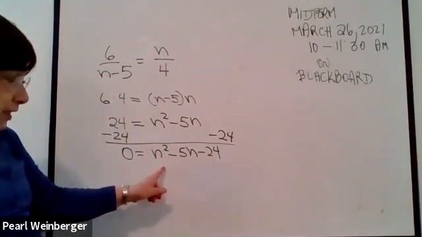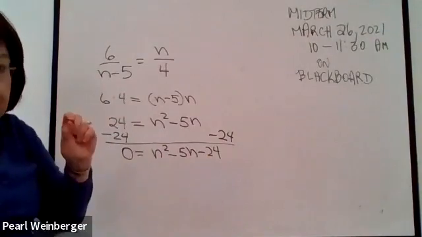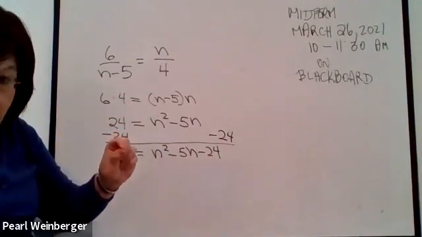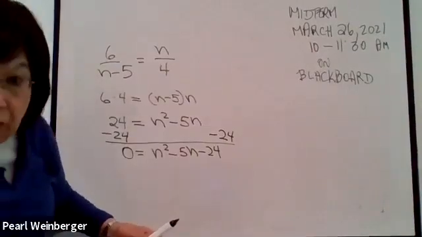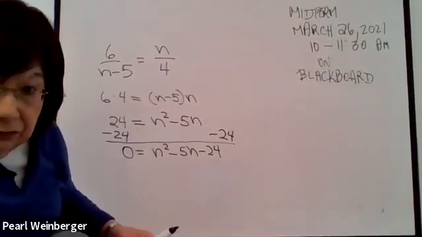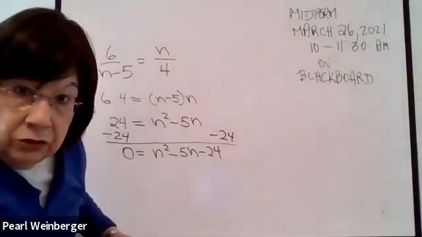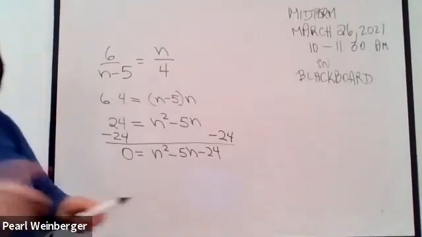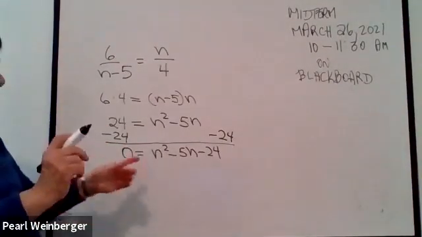At this point, we have two options because it's an equation. Option number one is our factoring option. Option number two is our quadratic formula option. And as a review, I'm going to do it both ways so that you decide which method you prefer.